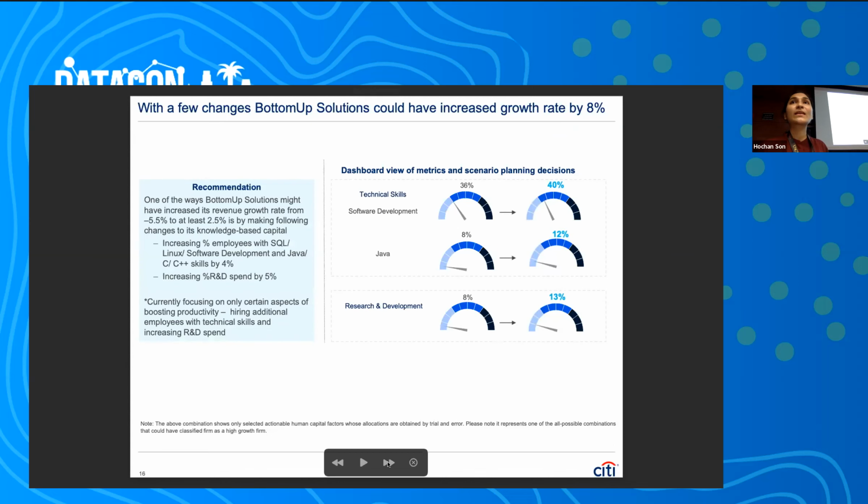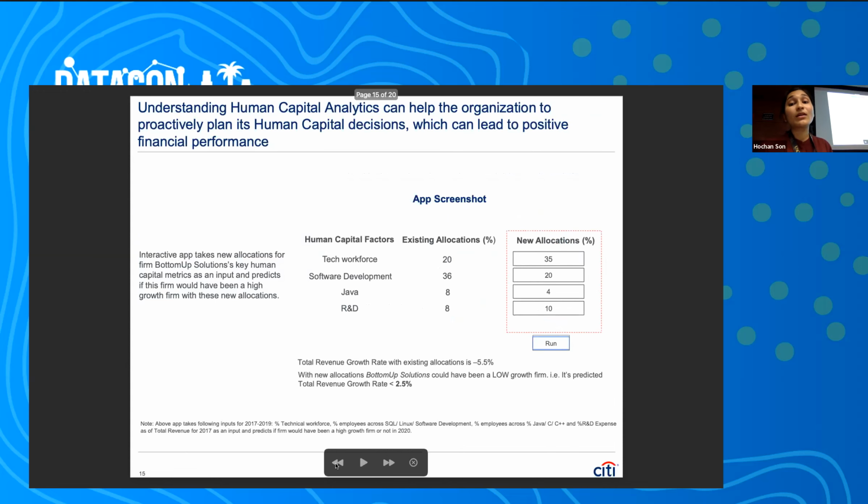Is this an app that you guys created for Citi or something? Which one? You said that it was an app. So this is for the fictional firm. We call it bottom-up solutions, but this can be done for any other company. It can be fine-tuned in a way that it can be used for any other company.